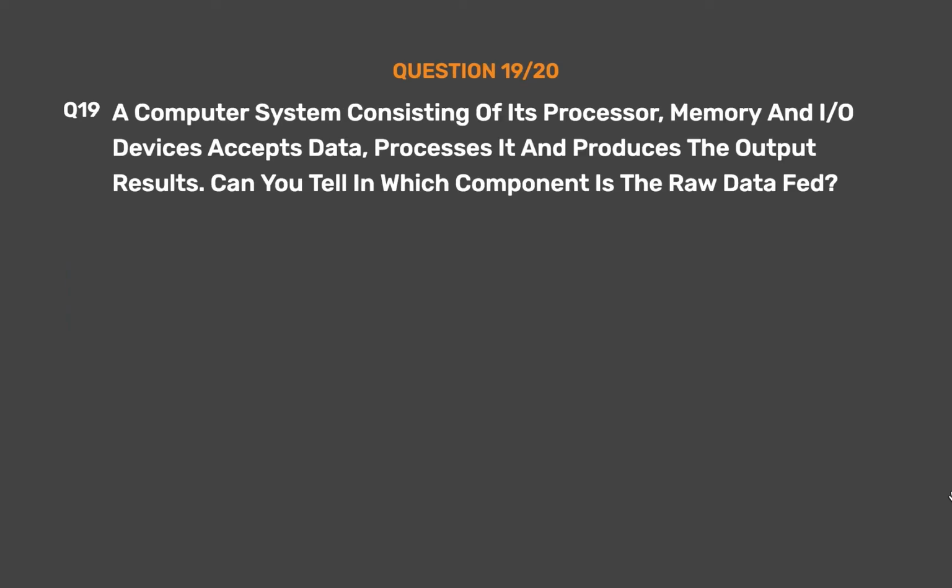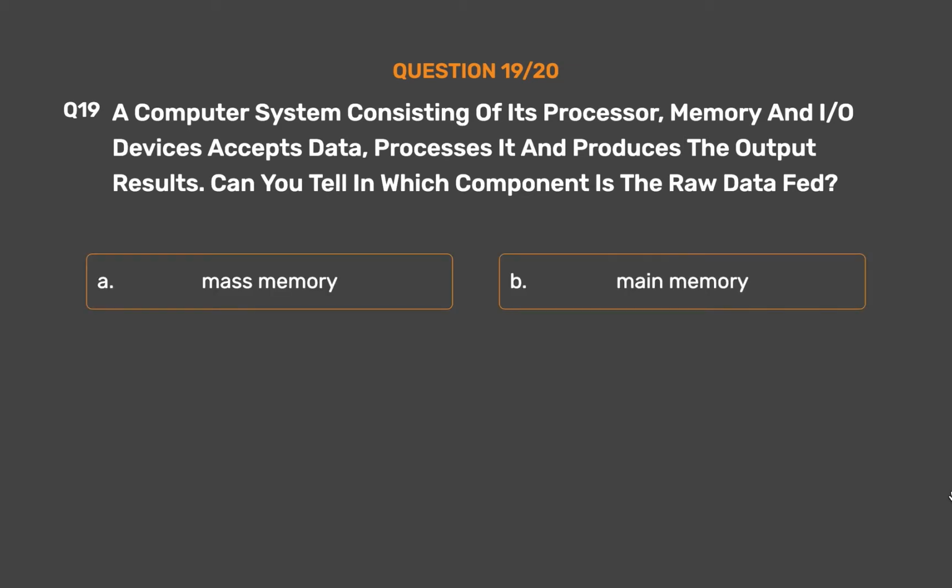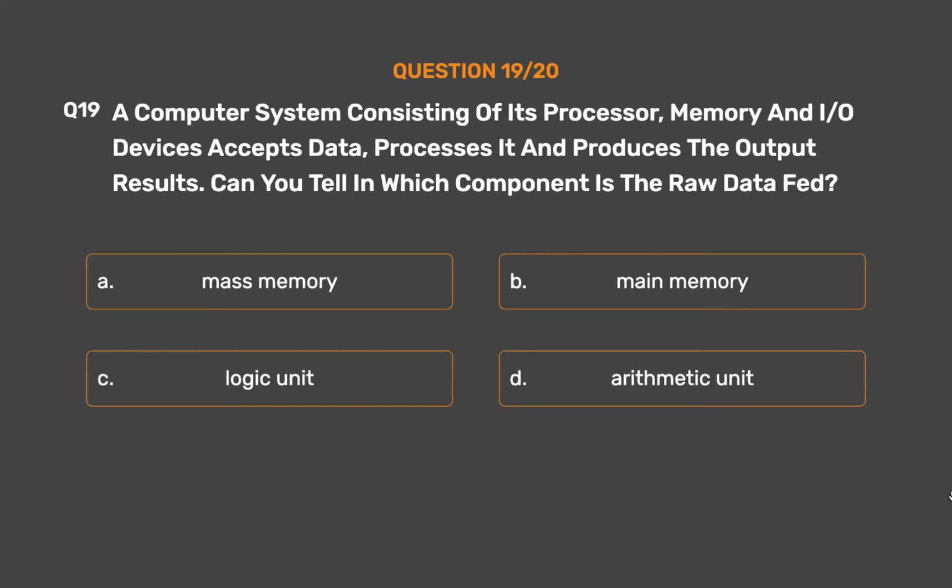Question number 19. A computer system consisting of its processor, memory and I/O devices accepts data, processes it and produces the output results. Can you tell in which component is the raw data fed? Option A. Mass memory. Option B. Main memory. Option C. Logic unit. Option D. Arithmetic unit.